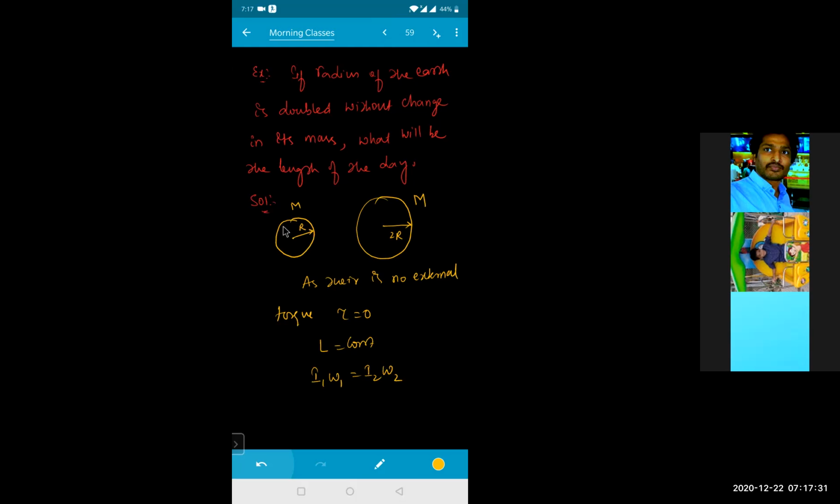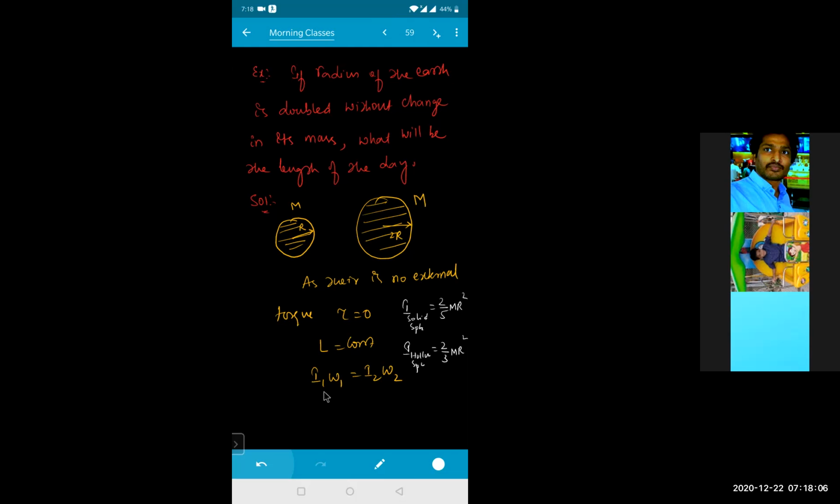Earth is like a solid sphere. So for a solid sphere, what is the moment of inertia? I told you, 2 by 5 m r square. Remember, for a solid sphere, it is 2 by 5 m r square. For a hollow sphere, the moment of inertia is 2 by 3 m r square, which must be remembered as it is.